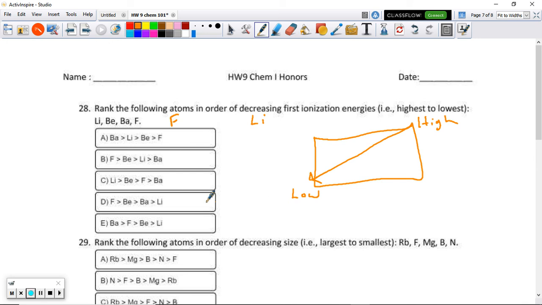It's going to go fluorine, beryllium, lithium, and barium. Sorry, barium is on a period lower. So fluorine, beryllium, lithium, barium. All right.